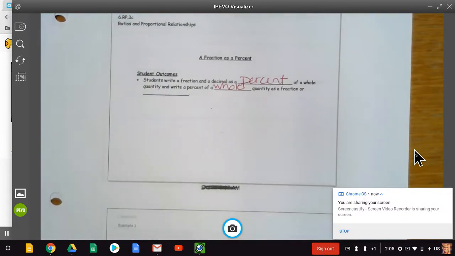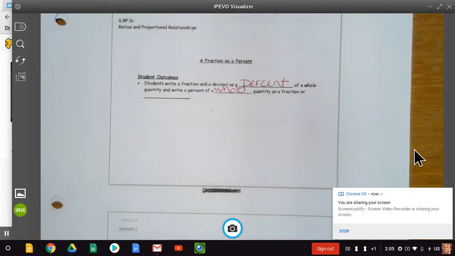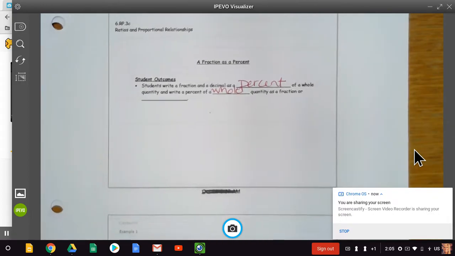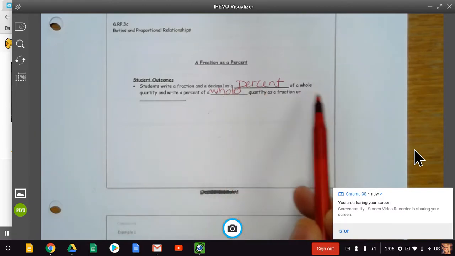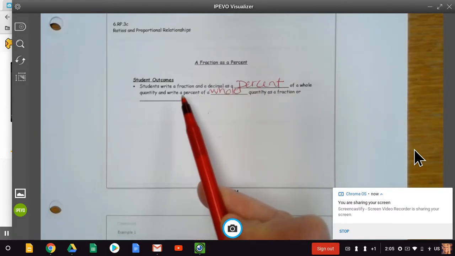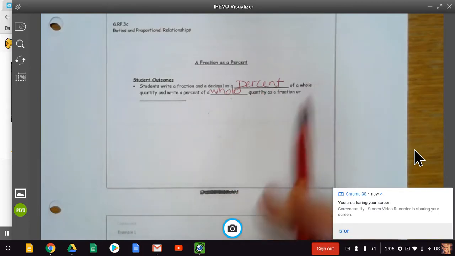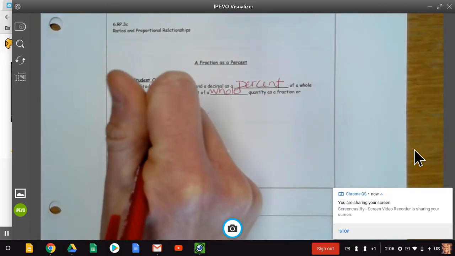Hey guys, today we're going to continue talking about percents and how to turn a percent into a fraction and a decimal. So your student outcomes are: students write a fraction and a decimal as a percent of a whole quantity, and write a percent of a whole quantity as a fraction or decimal.